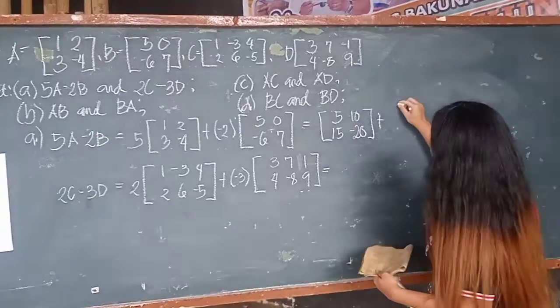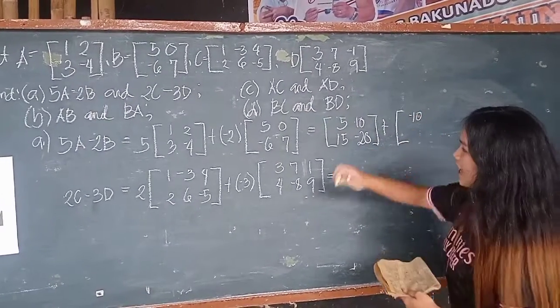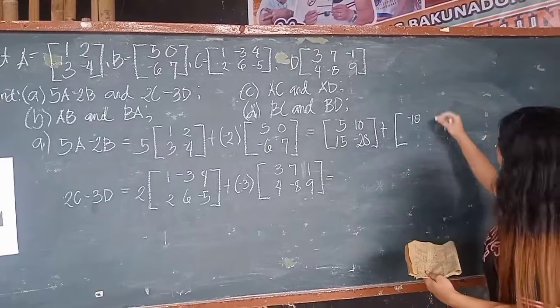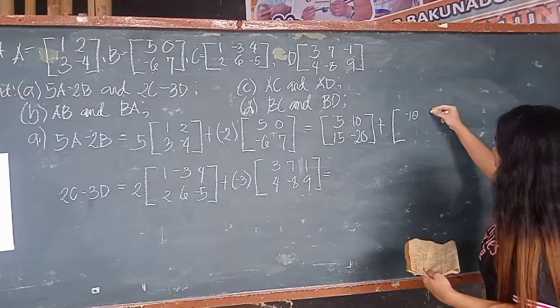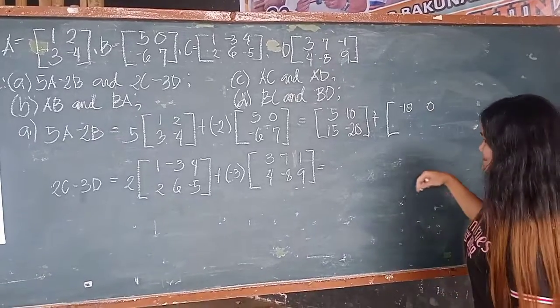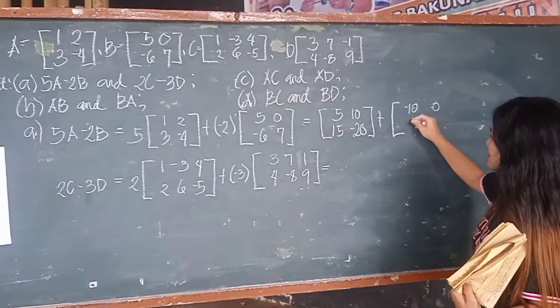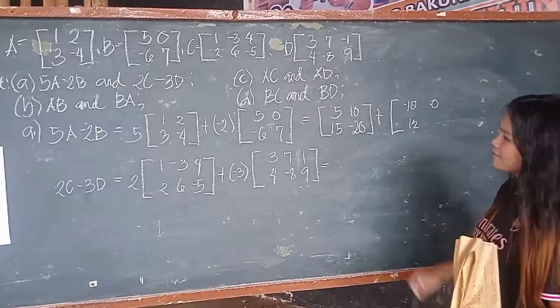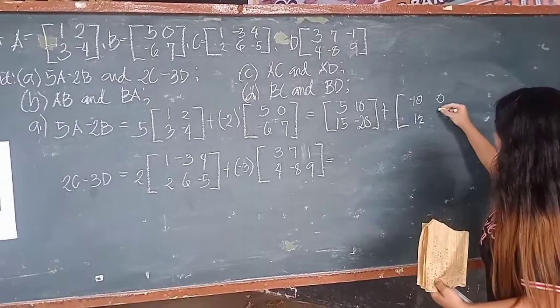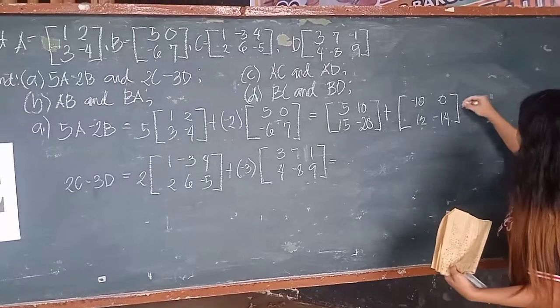Plus, negative 2 times 5 is equal to negative 10, and negative 2 times 0 is equal to 0. Negative 2 times negative 6 equals positive 12, and negative 2 times 7 is equal to negative 14. So we will add them.